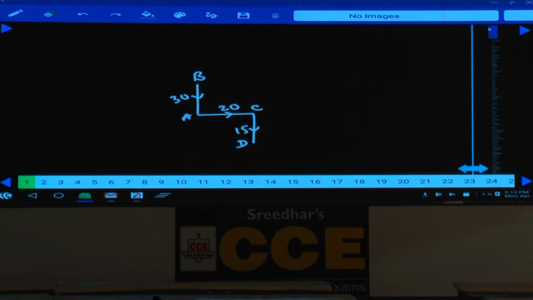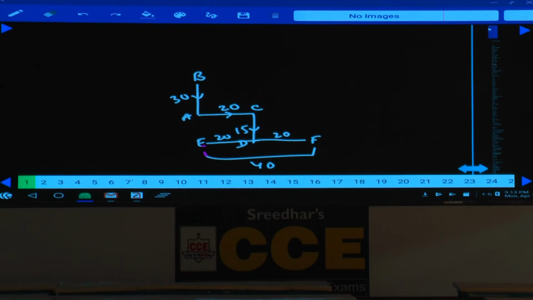And E is to the west of D. As E is to the west of D, E must be here. The distance between these two is 20, and the distance between these two is another 20. The total distance between these two is 40 meters, isn't it? 20 and 20, because D is exactly in between E and F. And how far and in which direction is E from point B?